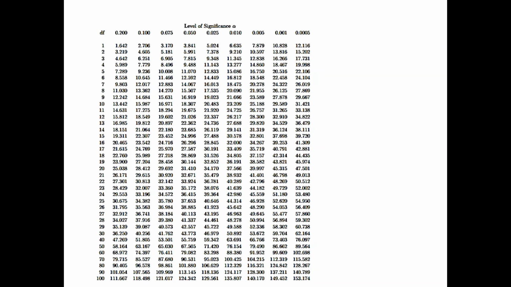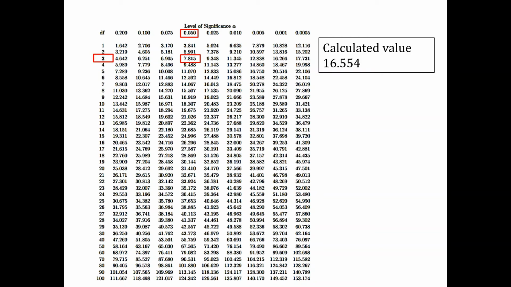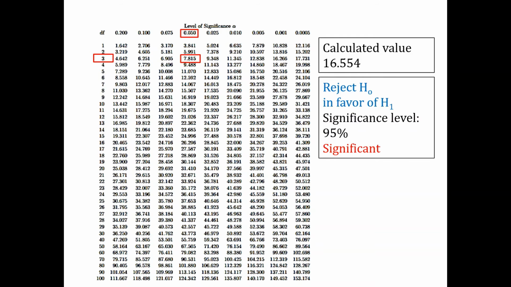Consulting the chi-square table, 3 is our degree of freedom, and the level of critical probability that we look at is 0.05. And the table value is 7.815. So our calculated value is 16.554, which is much greater than the tabled value. So what are we going to do with the null hypothesis? Are we going to accept it or are we going to reject it? We are going to reject the null hypothesis because the probability of the null hypothesis being true is less than 0.05. Therefore we reject it, and this result is significant. We accept the alternate hypothesis.